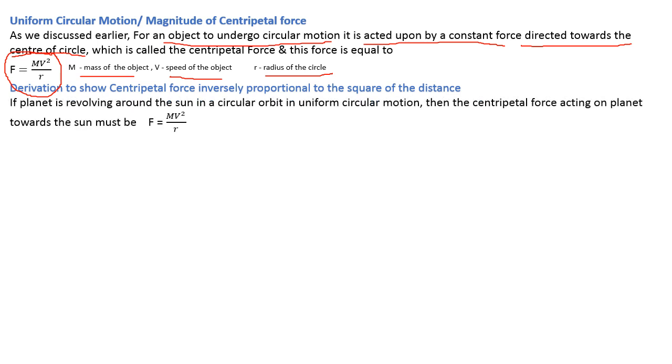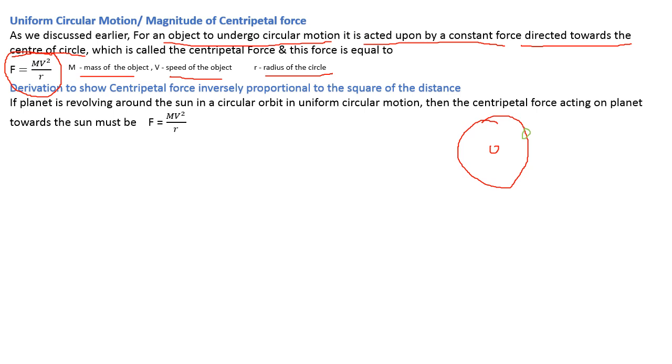If a planet is revolving around the sun in a circular orbit in uniform circular motion, then the centripetal force acting on the planet towards the sun must be F equals mv square upon r. Suppose you consider this circular path. Here you are going to have a sun, and suppose the object is here.